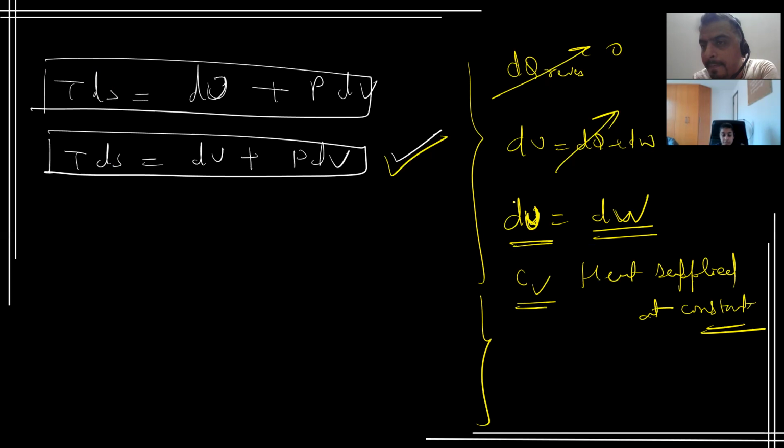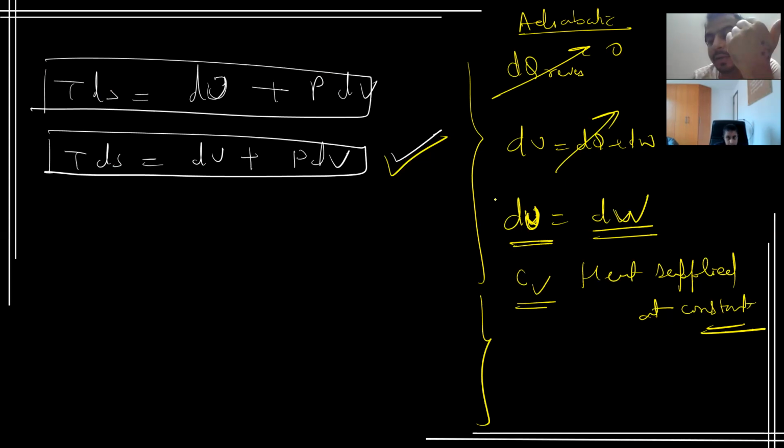The dq reversible is equal to 0 in the adiabatic process. If the process is adiabatic, it means heat exchange between the system and surroundings is negligible. That's why we consider dq reversible to be 0 for an adiabatic process, right?